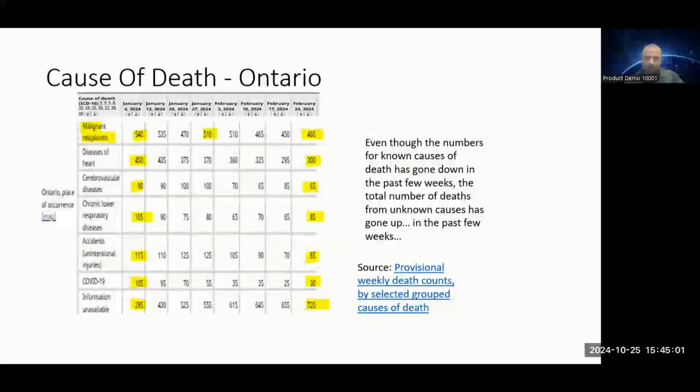Causes of death in Ontario: even though the numbers for known causes of death have gone down in the past few weeks, as you may notice from this table over here, the total number of deaths from unknown causes has gone up.